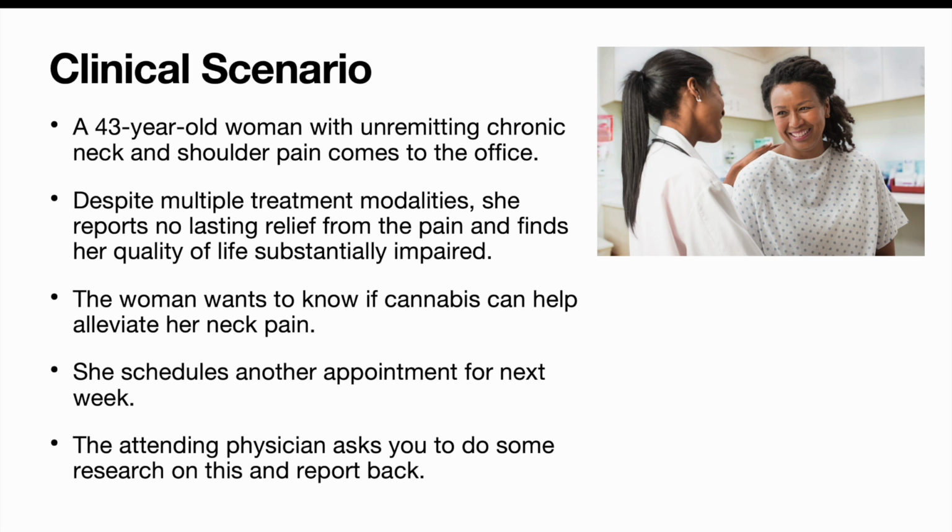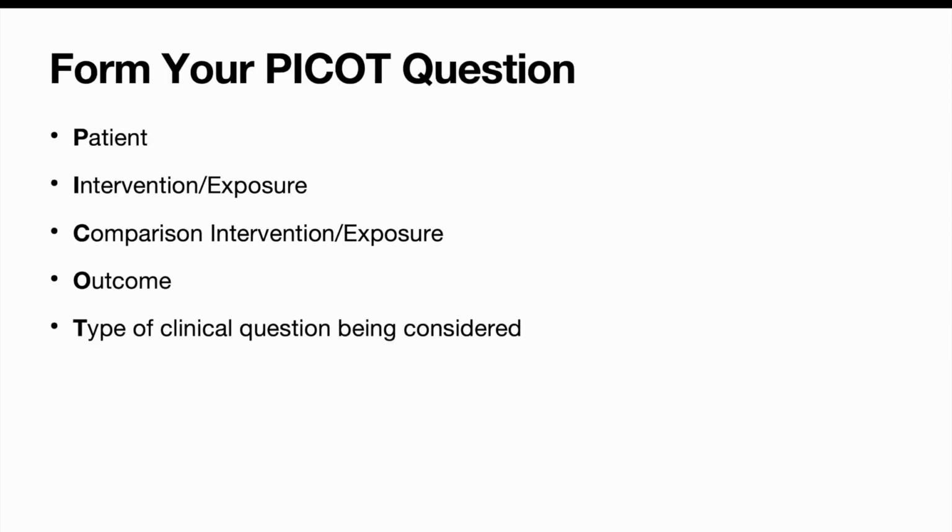So we have a clinical scenario here. We have a 43-year-old woman that comes into the office with unremitting chronic neck and shoulder pain. Despite multiple treatment modalities, she reports no lasting relief from the pain, and she finds her quality of life is substantially impaired. She wants to know if perhaps cannabis can help alleviate her neck pain. She schedules another appointment, and the attending physician asks you to do some research and report back.